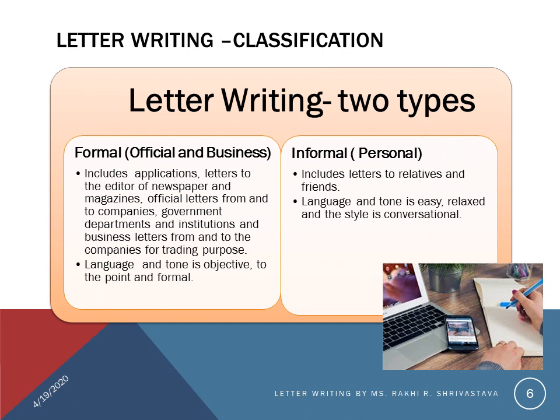Now, formal letter is written to official authorities, in business dealings, to editors, to authorities of any institution. Okay, informal letter is a personal letter which is written to personal relations. Now, formal letter is actually your official or business correspondence. It includes applications, letters to the editor of newspapers and magazines, official letters from and to companies, government departments and institutions. Institutions can be educational institutions, financial institutions, religious institutions, etc.